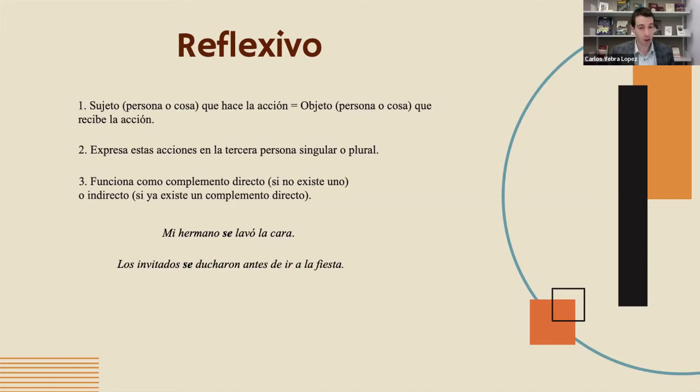Or, los invitados se ducharon antes de ir a la fiesta. So, the guests took a shower before going to the party. Now, the guests themselves did the action and they also received the action because what they took a shower on were their own bodies. And that's why we use se. Los invitados se ducharon antes de ir a la fiesta.